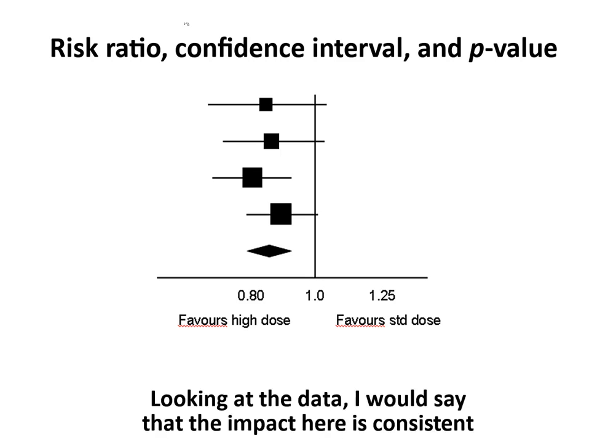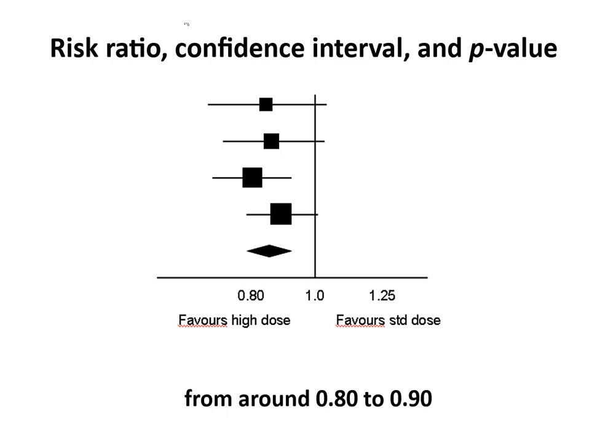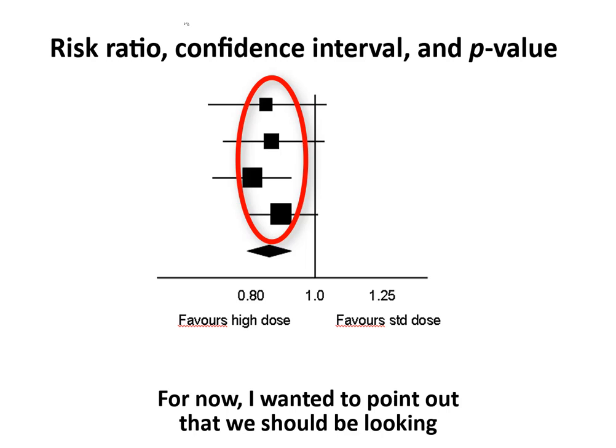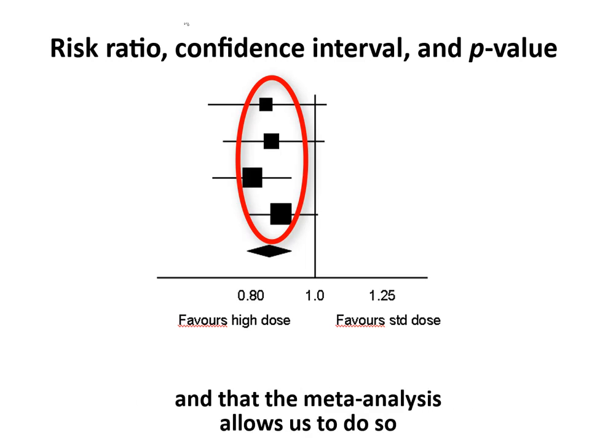Looking at the data, I would say that the impact here is consistent. The risk ratios in the samples all fall within a narrow range, from around 0.80 to 0.90. And we'll spend time later showing how we can quantify this. For now, I wanted to point out that we should be looking at the pattern of effects as well as the mean effect, and that the meta-analysis allows us to do so.